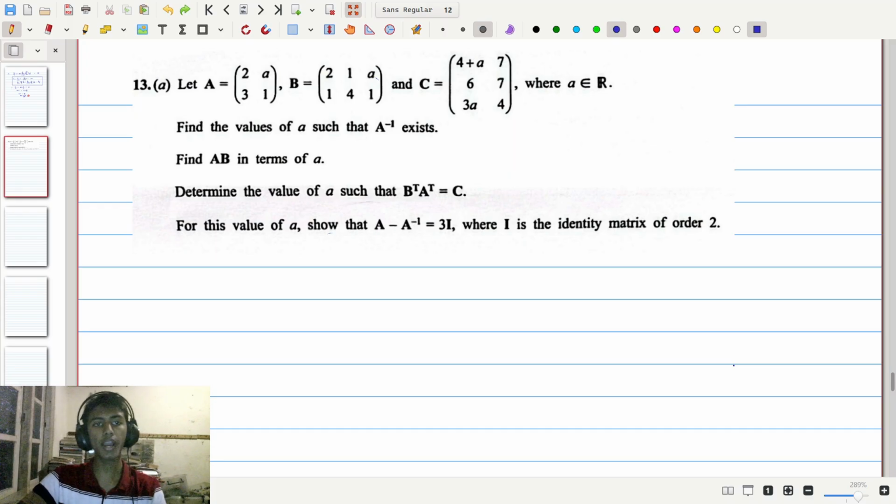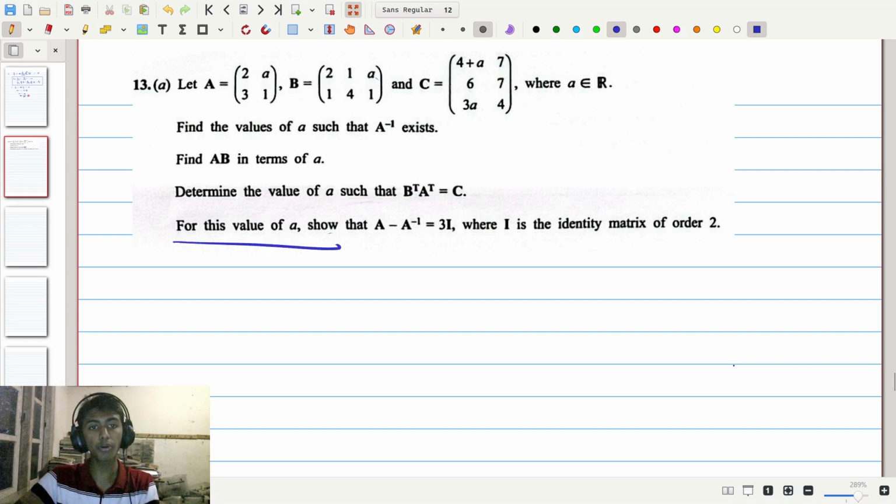Now given this, we are asked to first find the values of a such that the A inverse matrix exists. We're then asked to find the product of the matrices A and B in terms of a. Now note, it is important what the order of the multiplication here is. Here we are first multiplying A by B. So A first, then B. And then we are asked to determine the value of a such that B transpose matrix times A transpose matrix is equal to the C matrix.